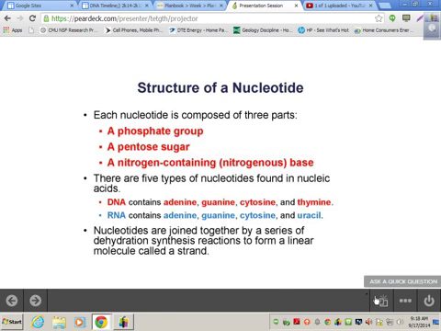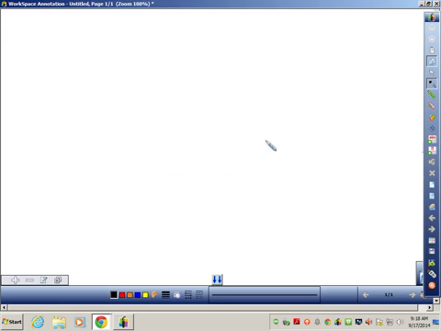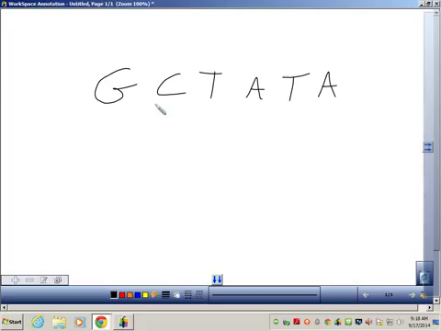Let me ask, let's do this real quick. I'm going to give you a DNA strand. Please give me the RNA strand that would go with this DNA strand.